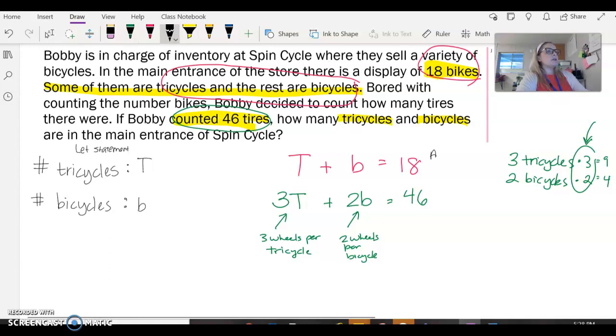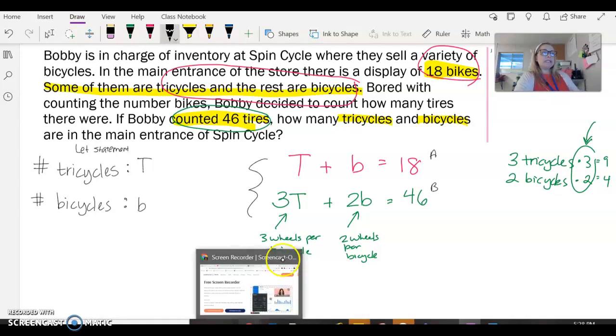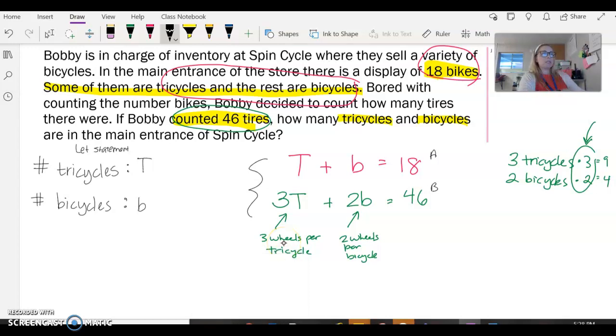So I'm going to call that equation A, equation B. There's my system. So if it's asking you for a system, it wants the two equations. That's what it's looking for. And you should be using the same variables. So I'm going to rewrite equation A. So equation A, I'm going to solve for t. So t is equal to 18 minus b. And I'm going to take that and I'm going to plug it into equation B. So 3t plus 2b equals 46. So I'm going to take this and I'm going to plug it in right there.